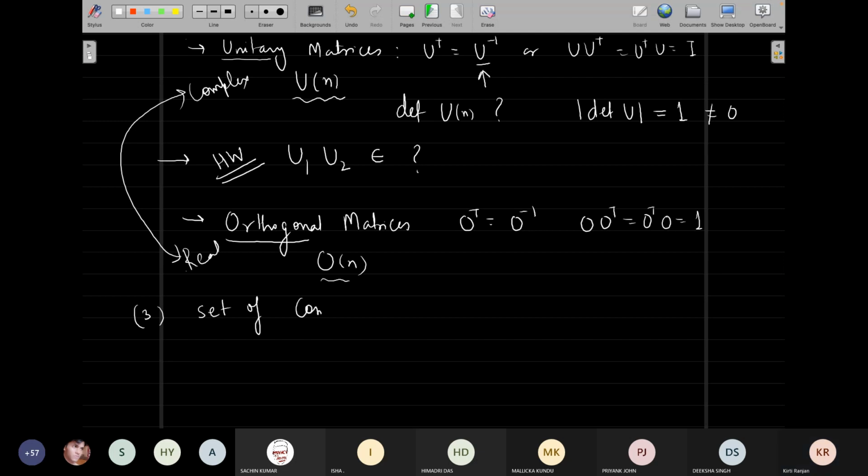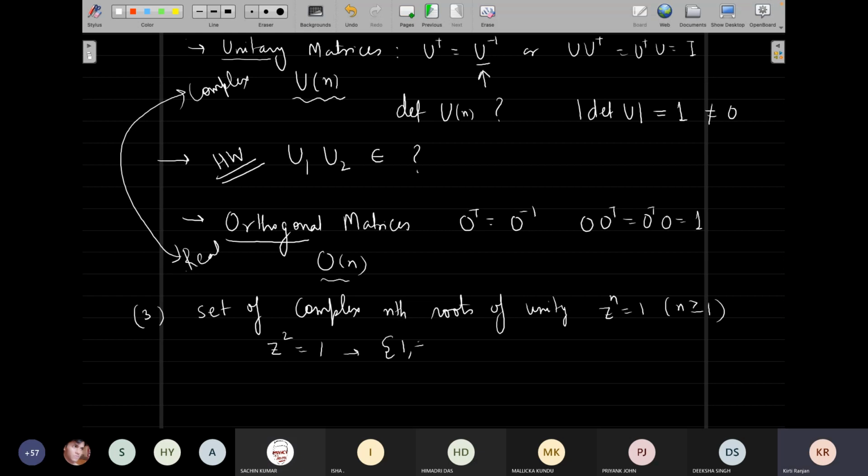The set of complex nth roots of unity. So z^n is equal to 1, with n greater than or equal to 1. Let's start with z squared is equal to 1. Does somebody know what the solution of this would be? Plus minus 1.